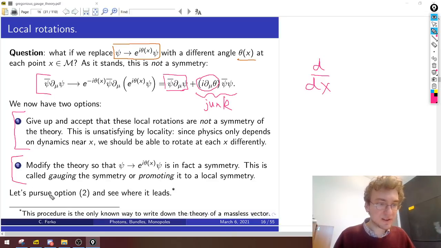So option 2 is to say, okay, let's change the theory. Let's modify the theory so that this local phase rotation, where we rotate by a different angle at every point, is in fact a symmetry. This procedure of changing the theory to make this a symmetry is called gauging the symmetry, or sometimes we say promoting it to a local symmetry. And in the next part, I want to pursue this option 2 and just see what happens.